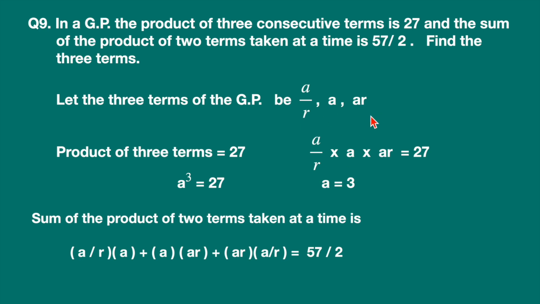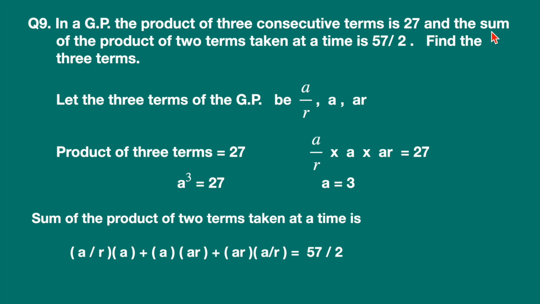Okay. So once you have written the first 3 terms, the product is 27. So when you multiply this, this R will cancel. A cube is equal to 27. So A is equal to 3. You got the value of A. Okay, now we have to find the value of R.